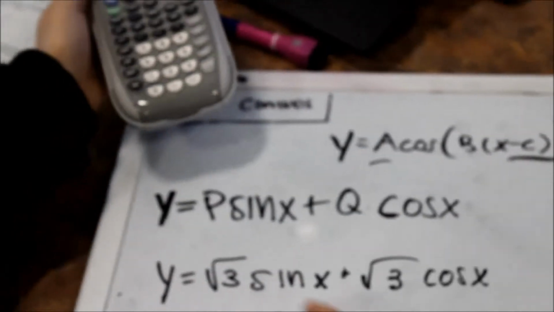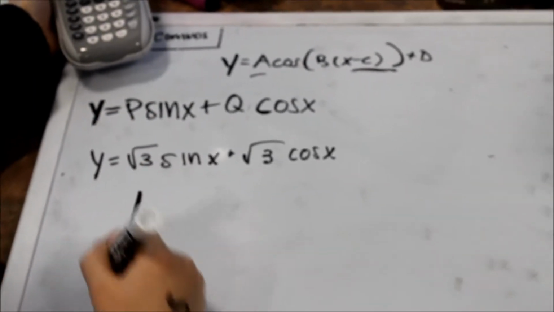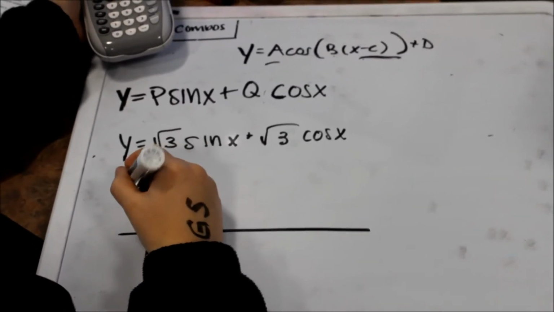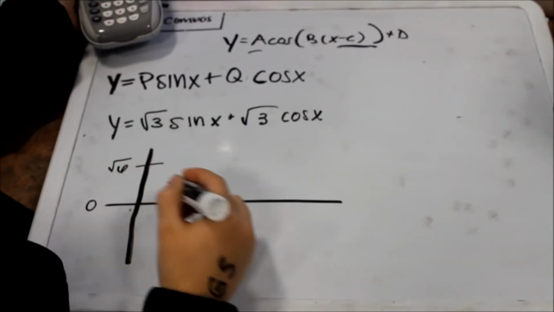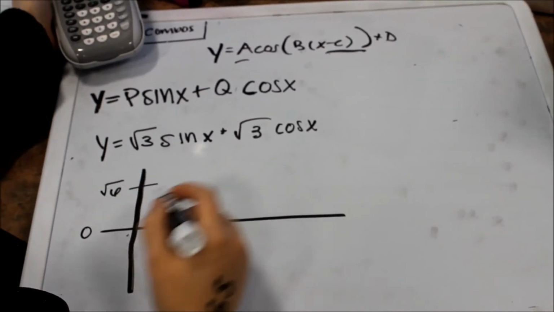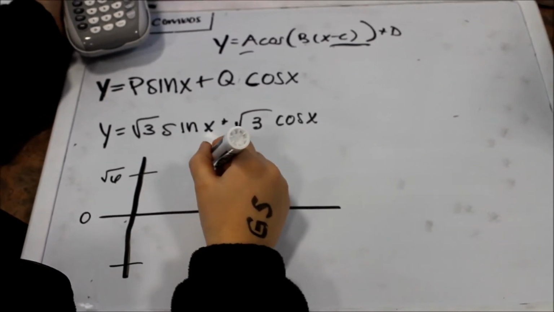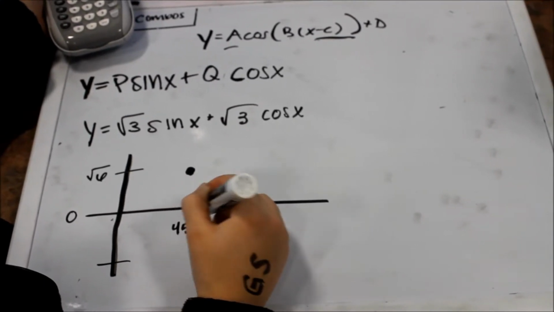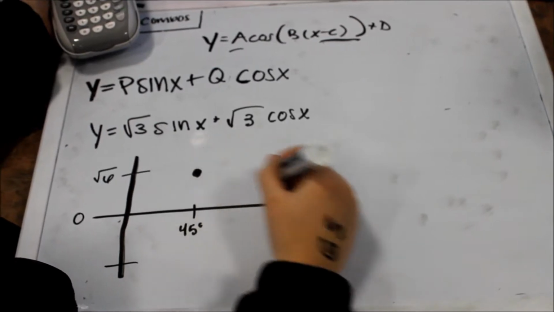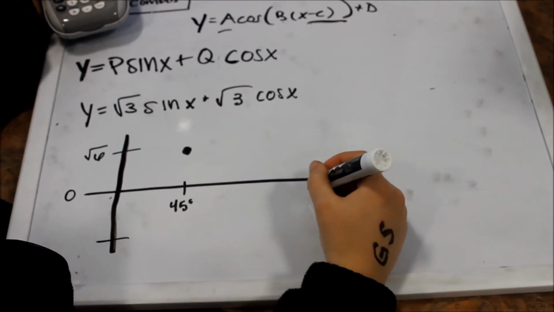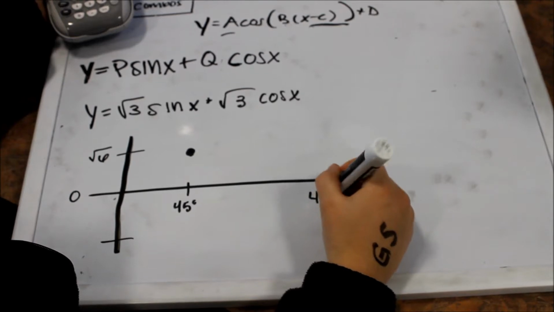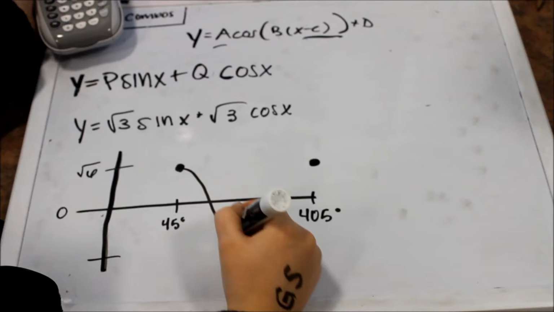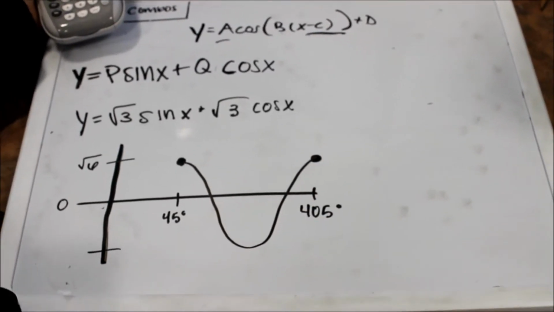So I graphed it, and I'm going to draw it. Here's one way to find it. D is still 0, it didn't shift up or down. Square root of 6 is our new amplitude, and so we know that when it hits square root of 6, it's at 45 degrees. And then since B didn't change, our period is still 360, so we know that's 405. We're drawing a sinusoidal graph. That will be what our graph looks like.